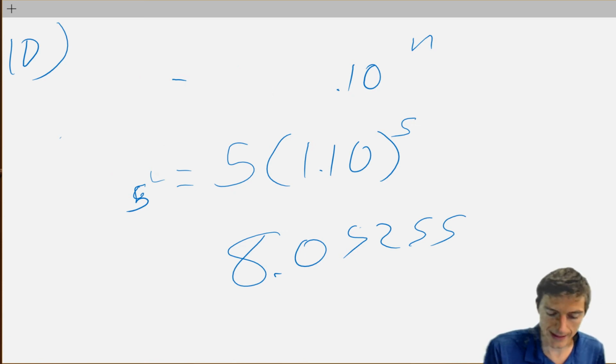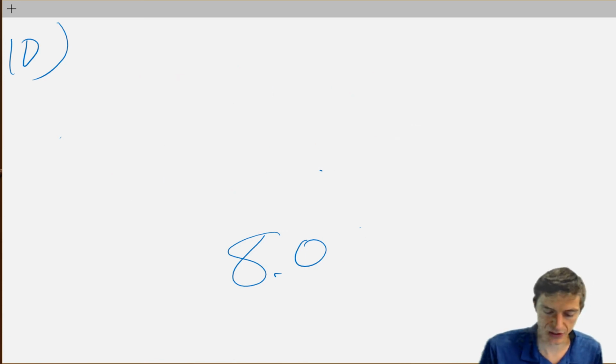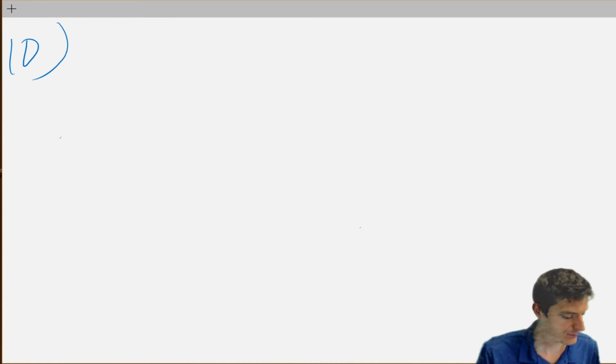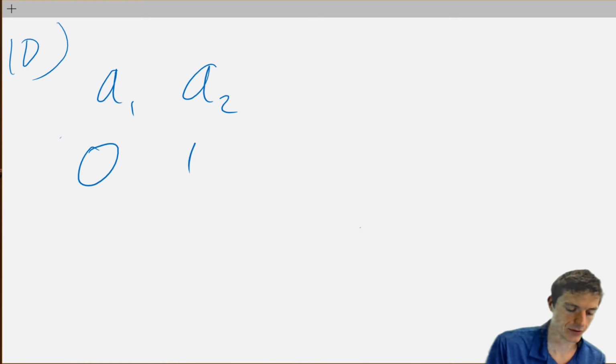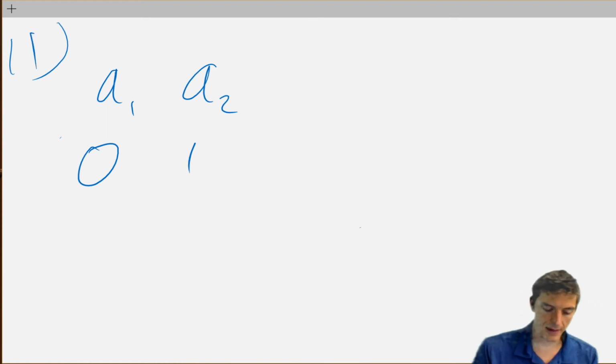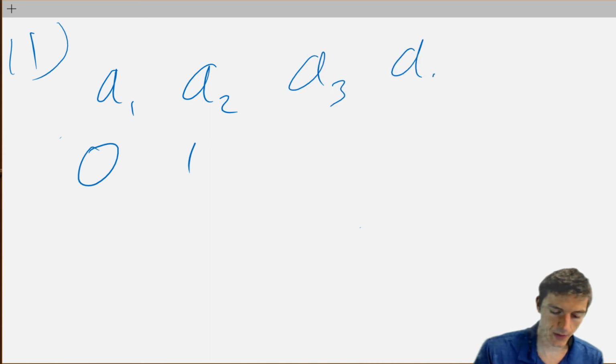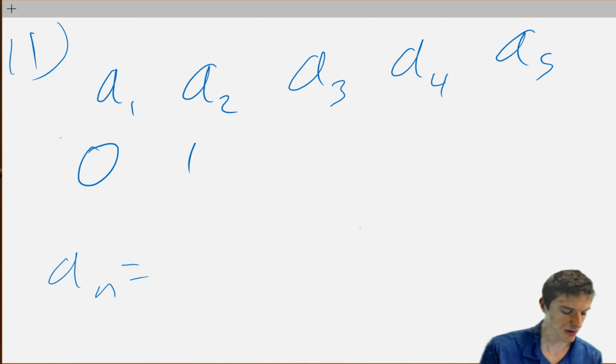Okay. Lastly, let's finish this packet up. The last problem, they tell me a sub 1 is equal to 0. Once again, I'm going to do it like this. A sub 2 is equal to 1. So this is 11. They want me to figure out all the way to a sub 5 if this is the rule. So this is the key part right here.